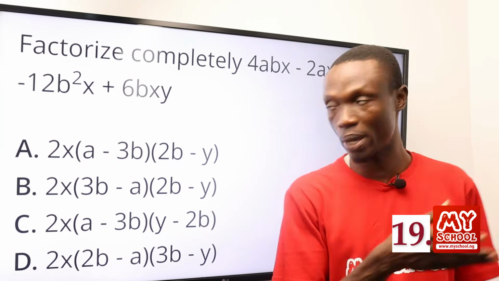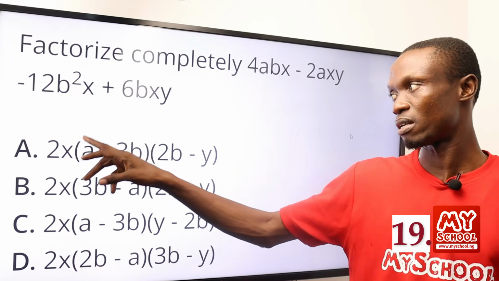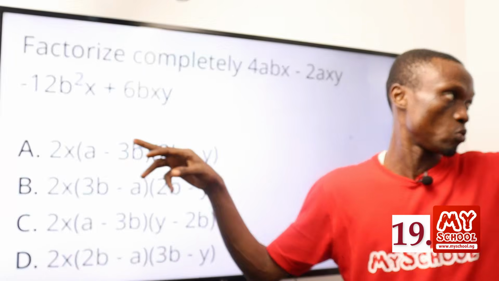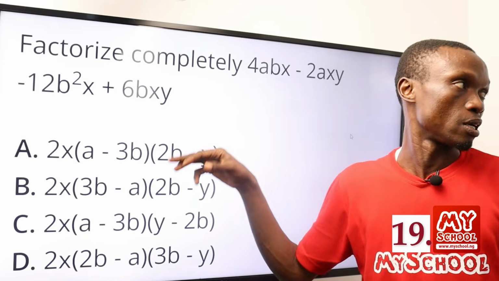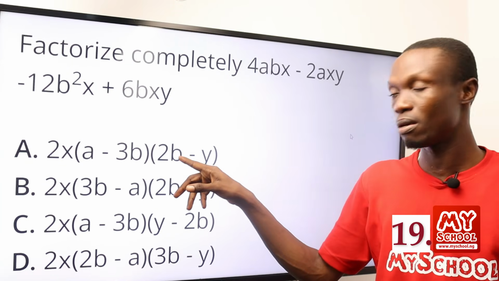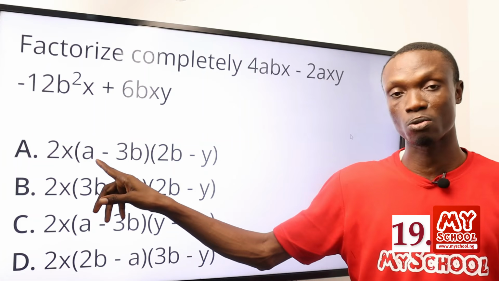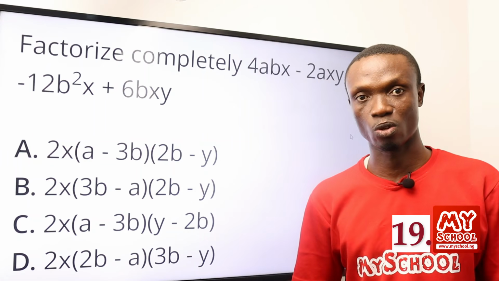So we can as well still compare. So we have 2x, then bracket open, a minus b, which is a minus 3b in one bracket. Then on the other bracket, we have 2b minus y. Okay, so that makes option A the correct answer for this question.